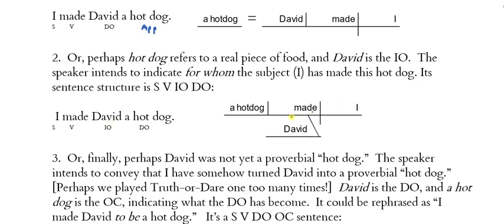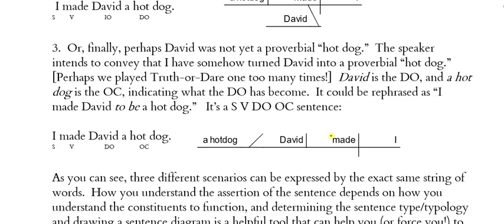And I would diagram all the same words differently here. I made David. David's the direct object up here. But here the hot dog is the direct object, and David serves as the indirect object. And remember, we put the indirect object under the verb, with that slanting to the right line, and then a baseline and a little bit of an overhang here.